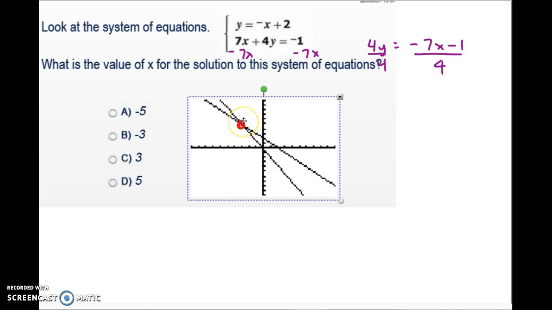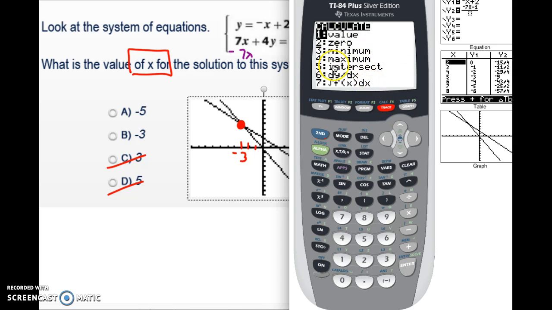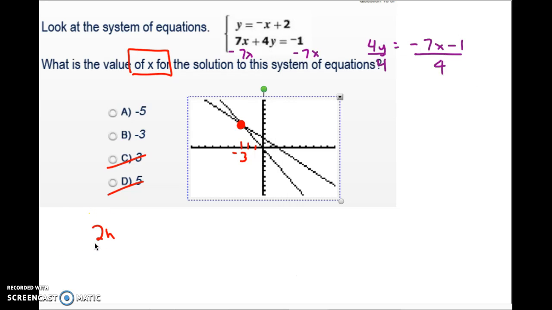Sometimes on the SOL they want you to put a dot here, but right now they want the x value of the solution. So just by eyeballing this, I see 1, 2, 3 over at negative 3. So right now I'm positive it's not 3 or 5. Pretty sure it's not the negative 5, but we are going to be definite when we pick our answer. So I'm going to go second trace, and I'm going to do the intersect. So second trace, option 5 for the intersect.